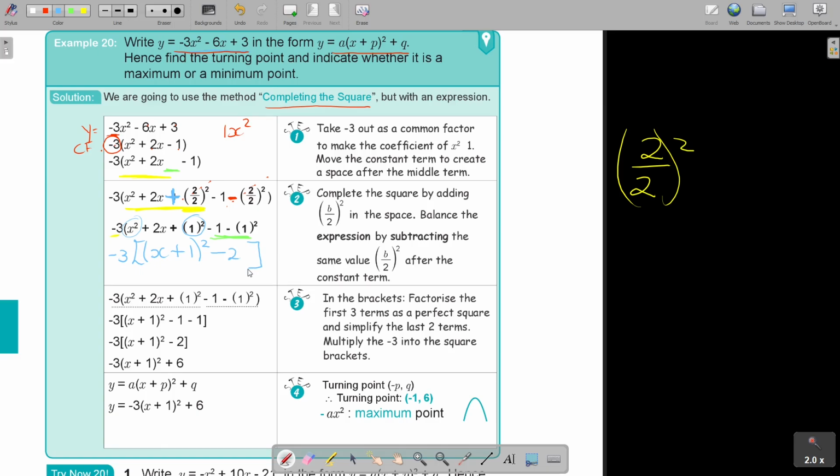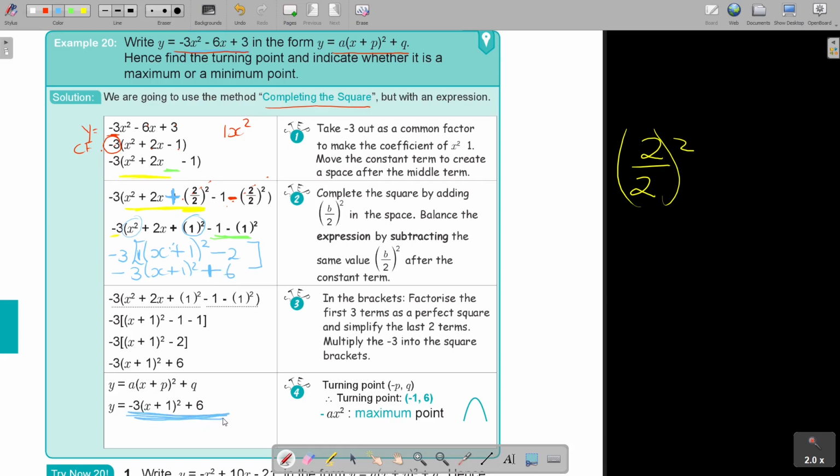And then after I did this, there's a 1, so I'm just going to make it -3, x plus 1. I'm bringing that 3 in, but not in the bracket. Do you see? Just in front. And -3 times -2 is +6. And that is what I got there.